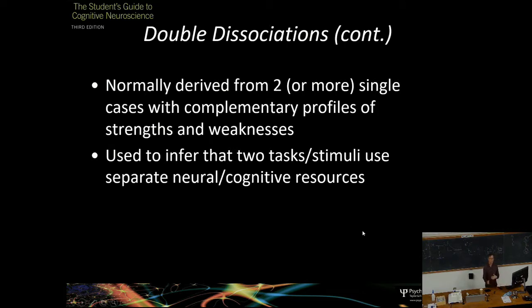And this is the kind of thing that I'll talk about a lot in other lectures. So for instance, you have some patients after brain damage who have problems in perceiving colours, and others who have problems in perceiving motion. And that suggests that there are different parts of the brain involved in different visual attributes.